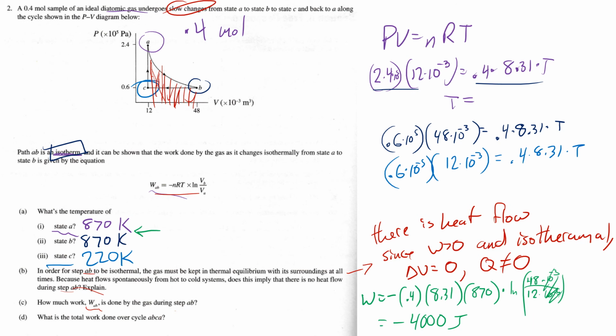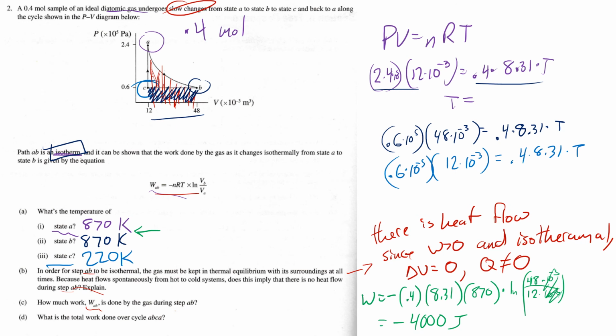So what is the total work done over the whole cycle? We know the work done there. All we have to do is figure out this work. That's the only other place with work. And that's a rectangle. We can do that easy. The height of the rectangle is going to be 0.6 times 10 to the 5. What's the width of the rectangle? It's going to be 48 take away 12, which is 36, times 10 to the minus 3.